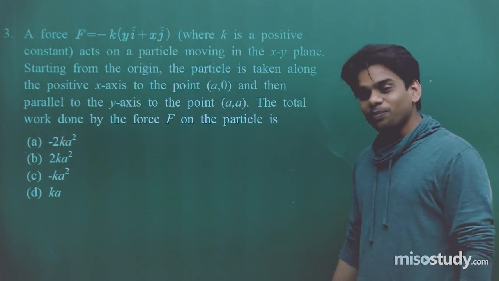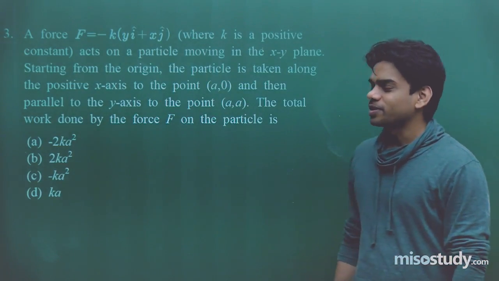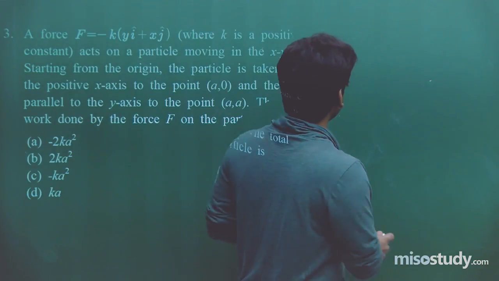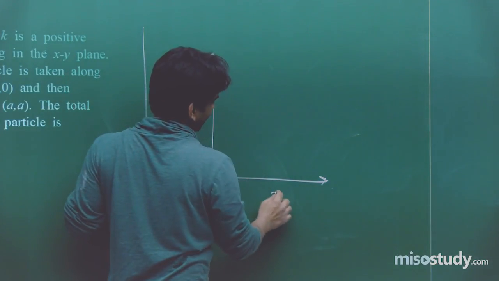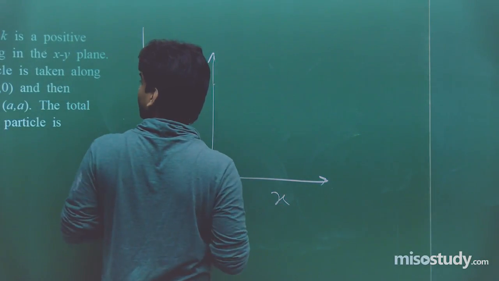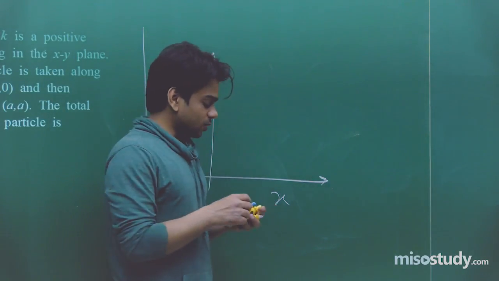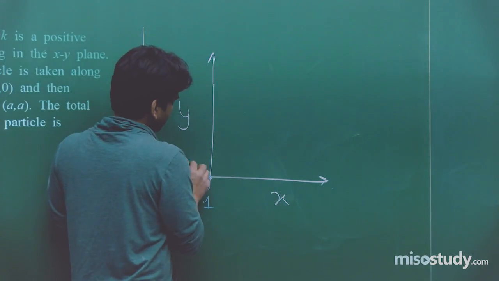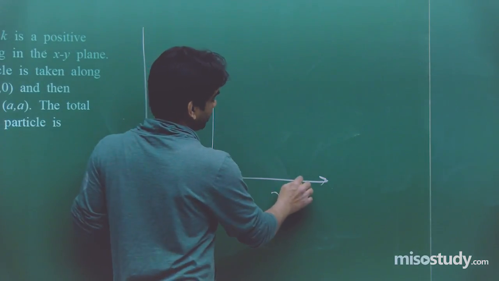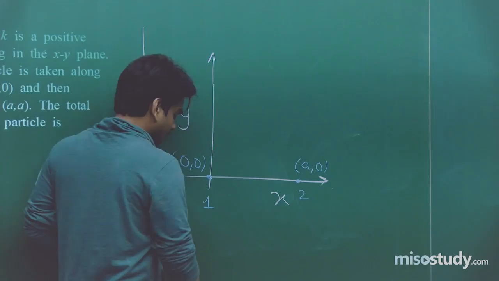First of all, if I talk about the path that is adopted, and this force is F is equal to minus K yi cap plus xj cap. First of all, let's talk about the path that has been taken. So if I talk about the path that has been taken, this is the y-axis, this is the x-axis. It is taken from, first of all, positive x-axis to the point a, 0. Starting from the origin to a, 0. So we start with first point here, that is 0, 0. It moves to second point, that is a, 0, and then it moves parallel to y-axis.